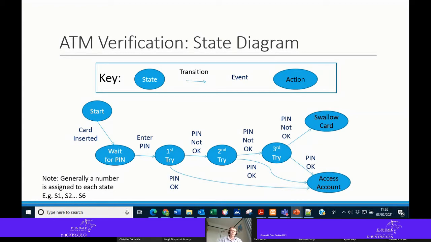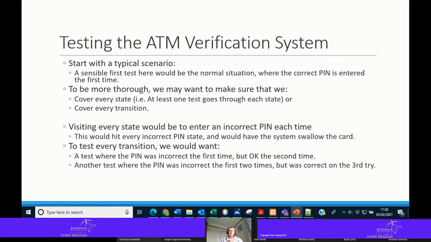Hopefully. So you start with testing the ATM system. You start with a typical scenario, which is possible. A sensible first test would be the normal situation where the correct PIN is entered for the first time. To be more thorough, we may want to make sure that we cover every state, at least one test goes through each state, or cover every transition.